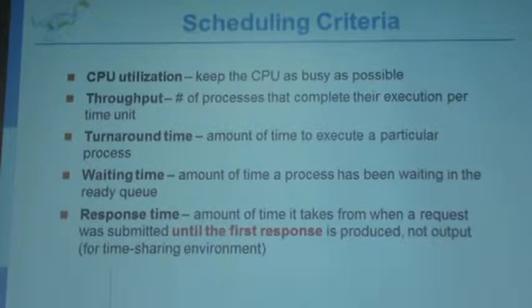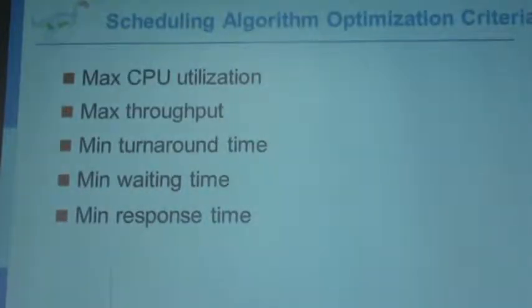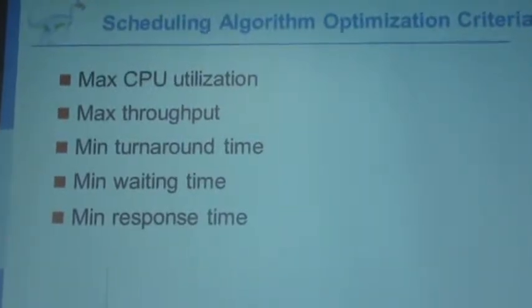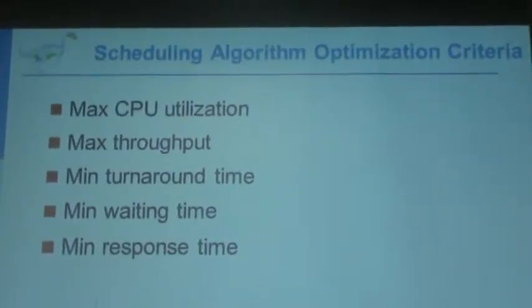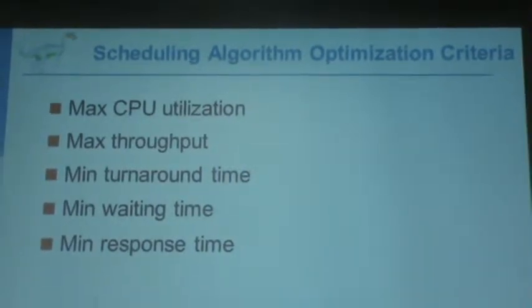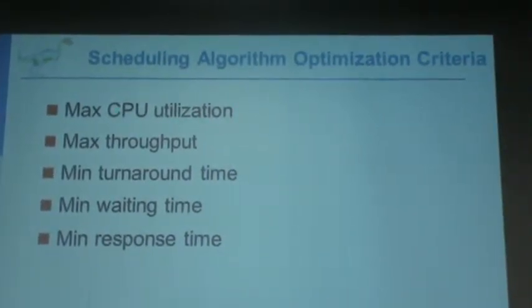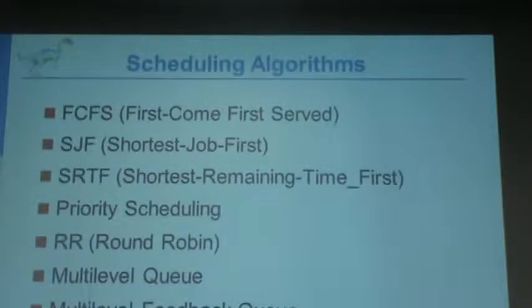So we can consider maximizing the CPU utilization, maximizing the throughput, the number of processes in a given time, minimizing the turnaround time for each process, minimizing the waiting time, and minimizing the response time to judge our process. The algorithms: what kind of algorithms do we have? This is an incomplete list of them.